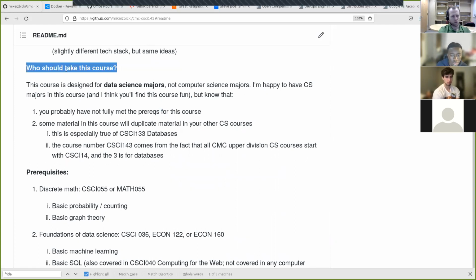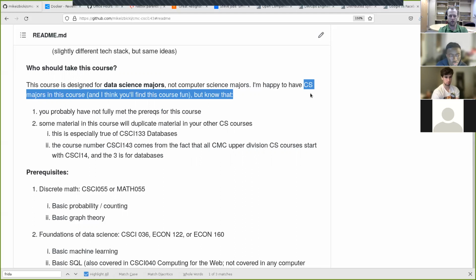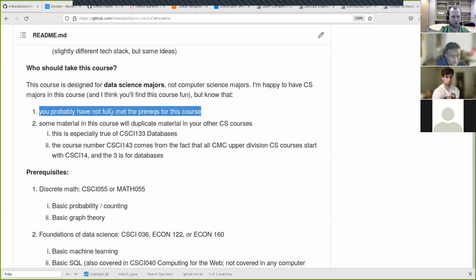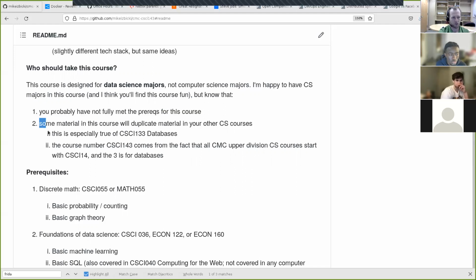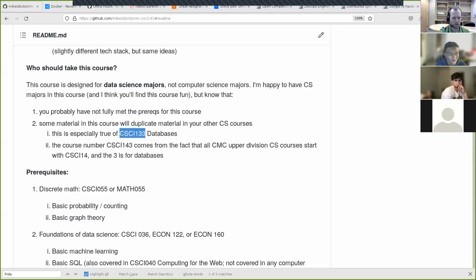So the next thing: who should take this course? This course is specifically designed for data science majors and not computer science majors. And about half of you are computer science majors. I think it's great that you've taken this course, and I think you'll think it's fun. But you should know that it's specifically for the data science majors. And so because of that, if you're not a data science major or for whatever reason haven't taken the prereqs for this class with me, there are probably some things that you'll have to review a little bit extra. There's also some material in this course that will duplicate material in your other CS courses, especially the databases course.